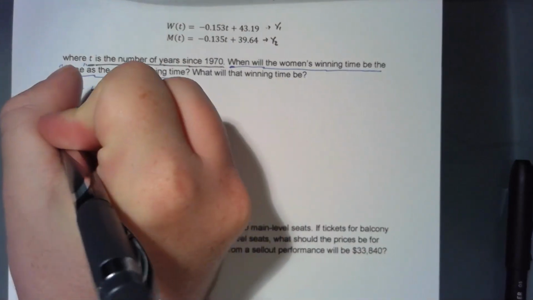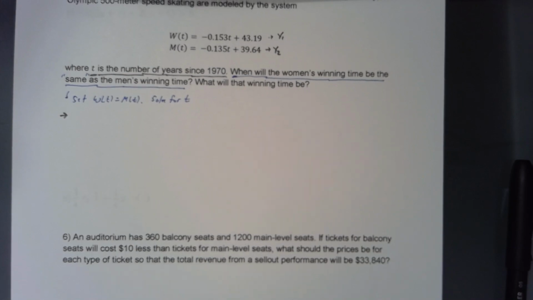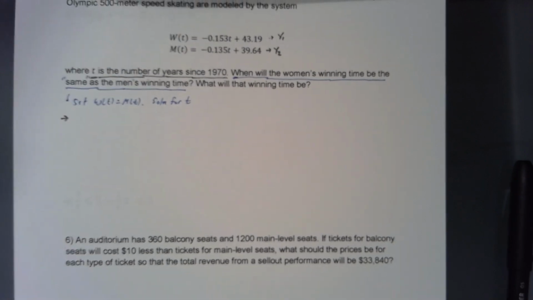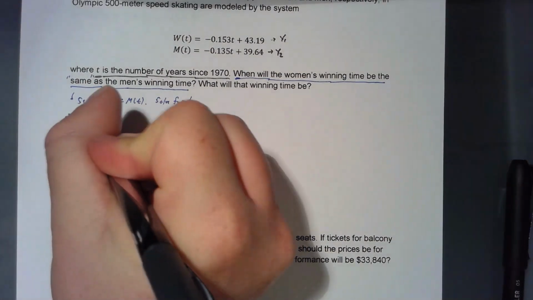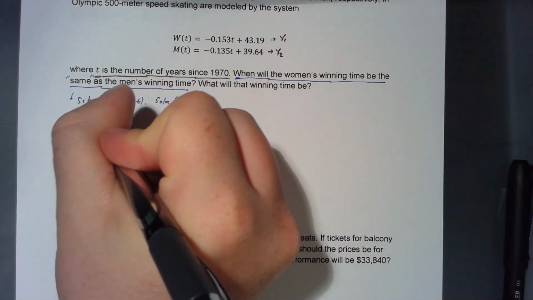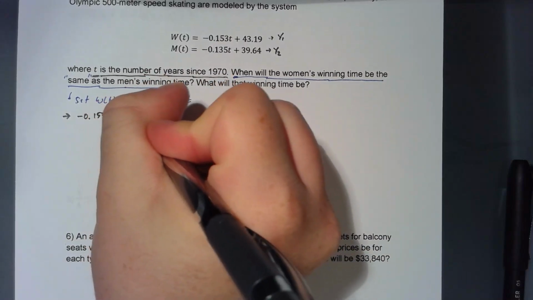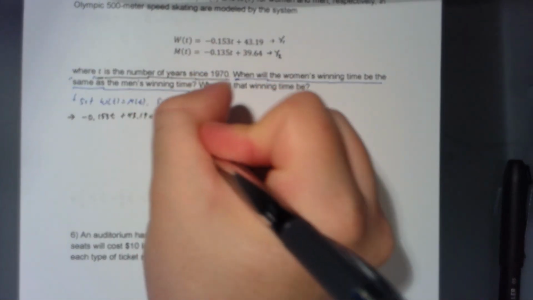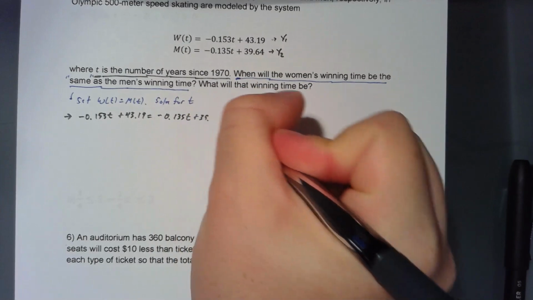We'll verify our work with the calculator in a minute, but since you know how to do this by hand, you're going to obviously do it by hand. So W of t was equal to negative 0.153 t plus 43.19, and that equals the men function, which is negative 0.135 t plus 39.64.